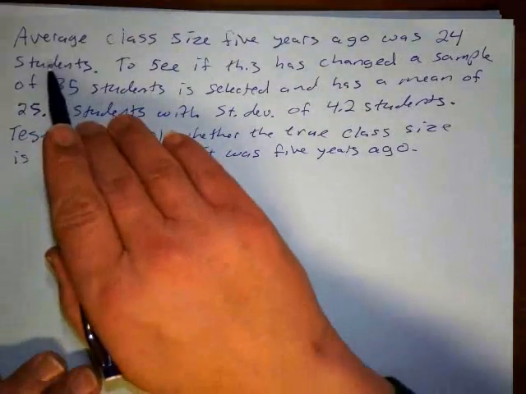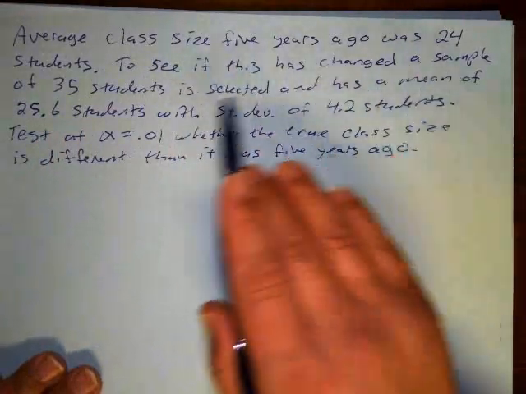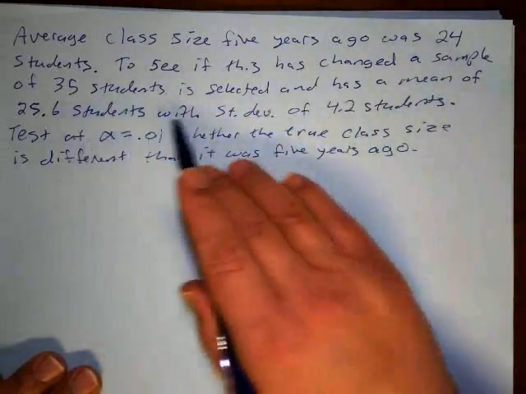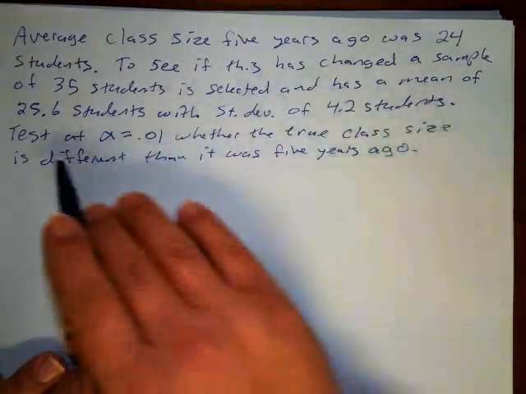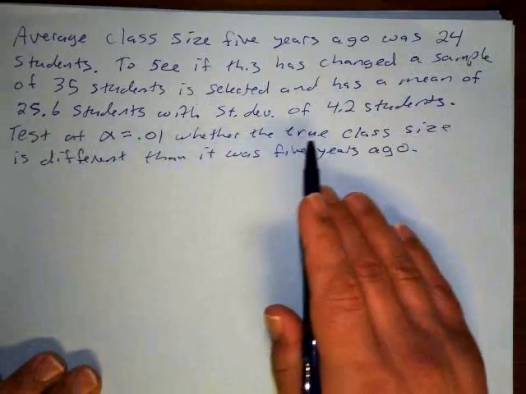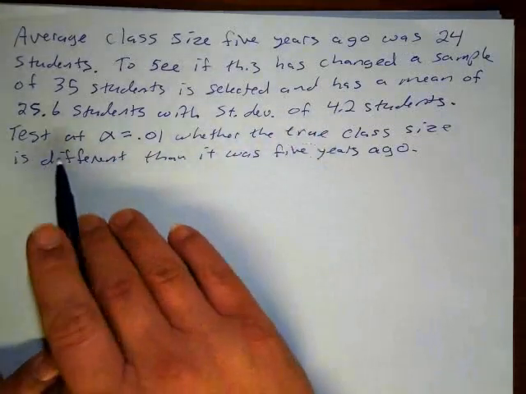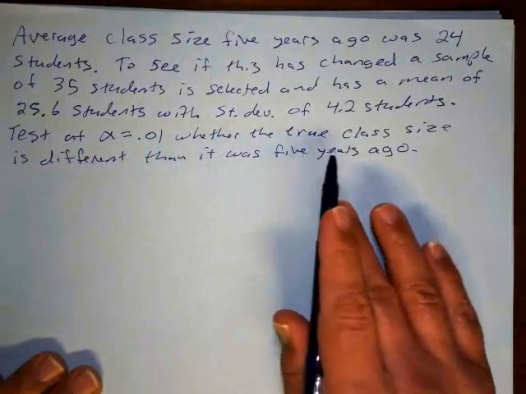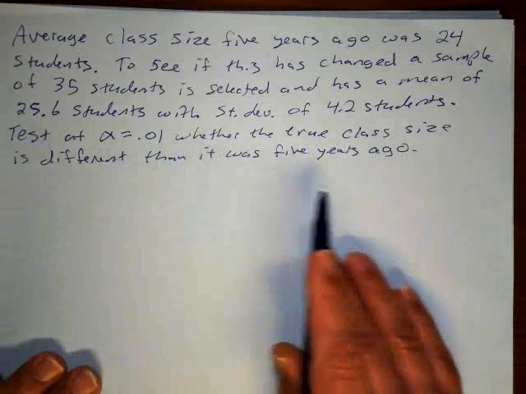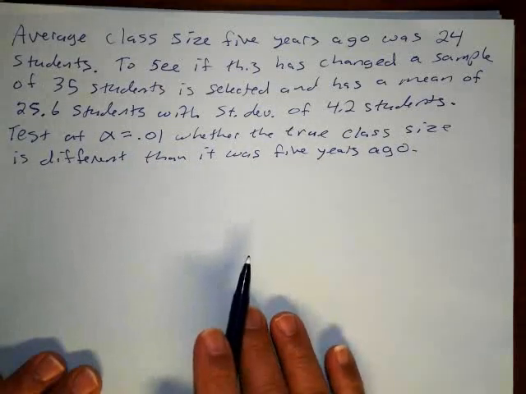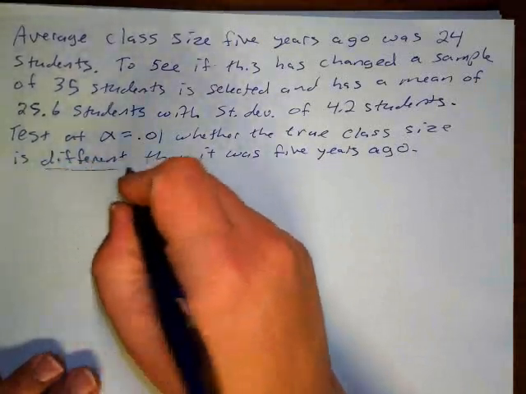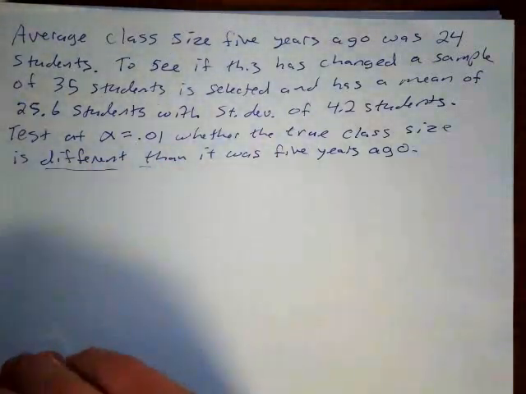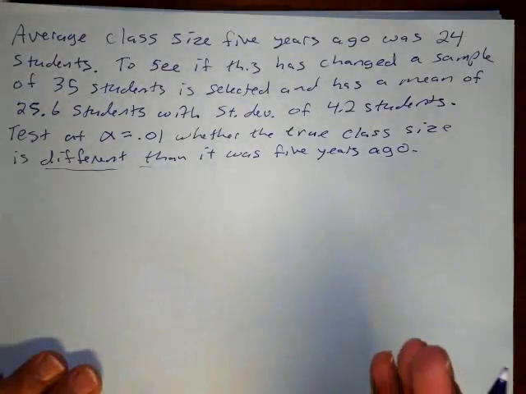So in this example, it says that the average class size 5 years ago was 24 students. And now to see if this has changed, a sample of 35 students is selected and has a mean of 25.6 and a standard deviation of 4.2. So what we want to do is test at alpha equals 0.01 whether the true class size is different than it was 5 years ago. Okay, so now the key here is I'm not necessarily wanting to show that it's greater than or less than. I'm just wanting to see if it's changed or not.